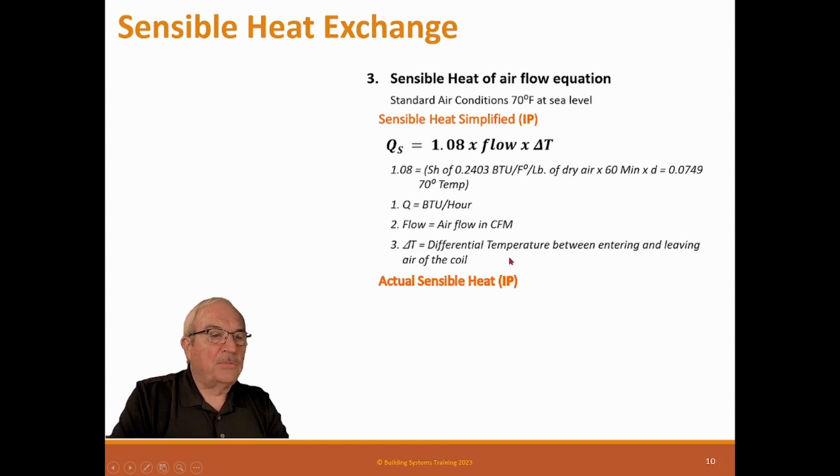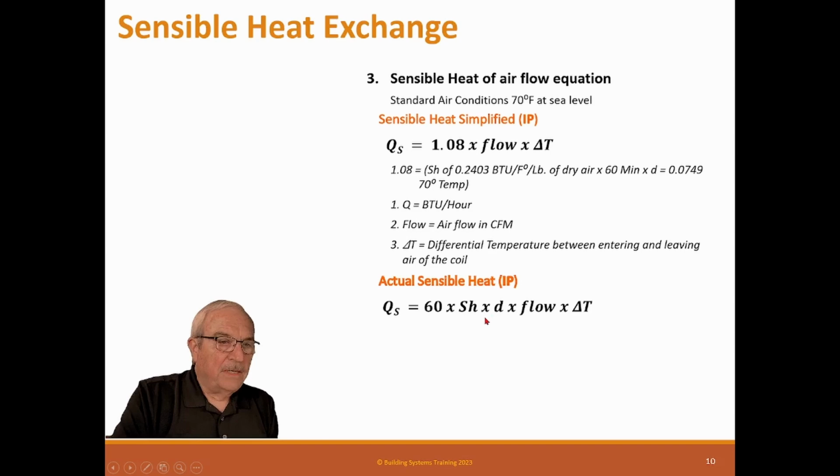So the actual sensible heat, the real formula that this is derived from, is Q in BTU equals 60 times the specific heat times the density times the flow times delta T. So it's the same formula, but we've used the exact values of specific heat and density. It's just easier to use the simplified one when you know you're around general conditions.